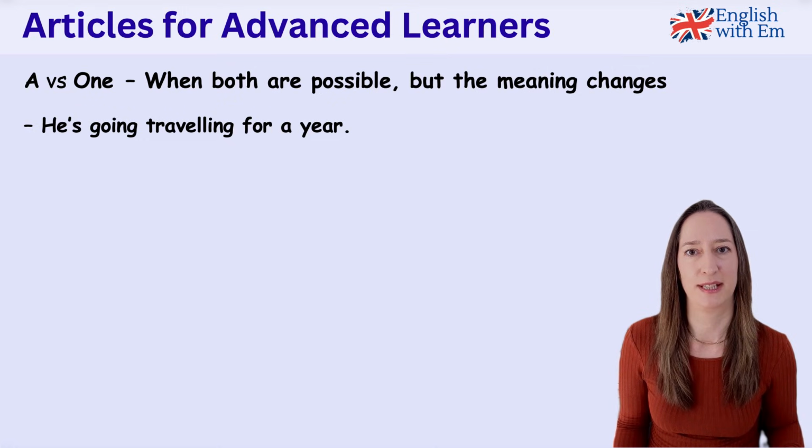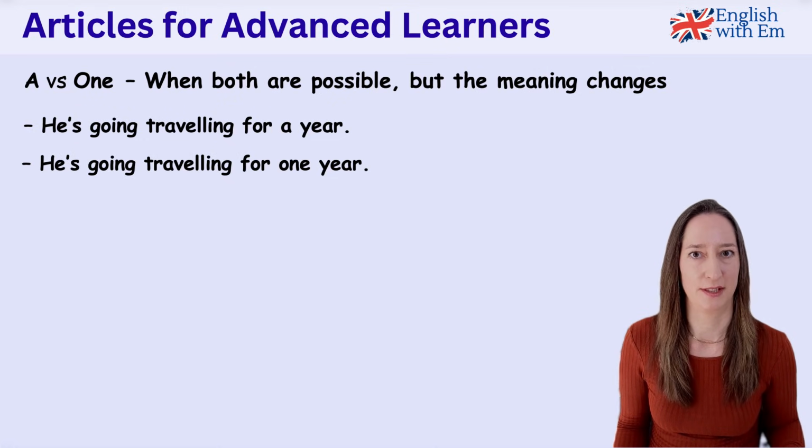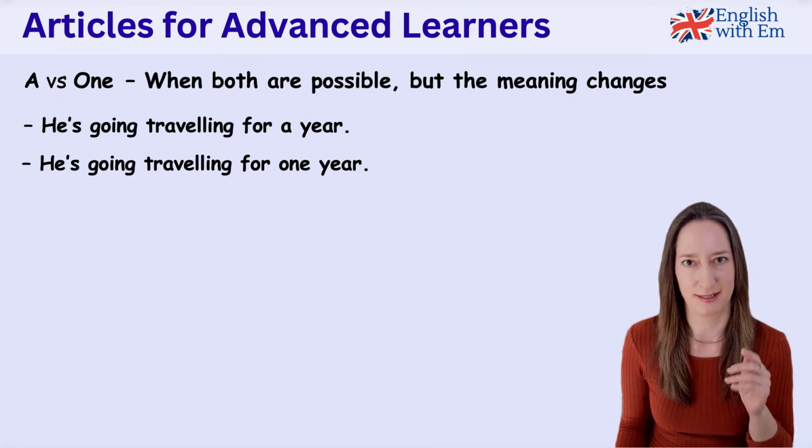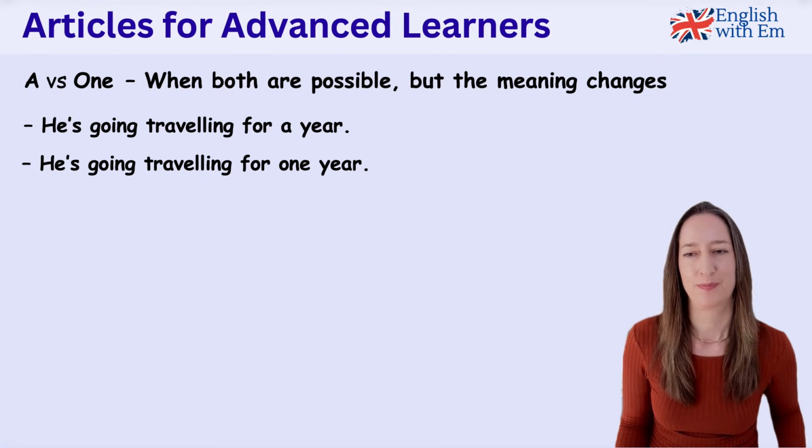He's going traveling for a year. He's going traveling for 1 year. Which of these options feels more precise and exact to you?